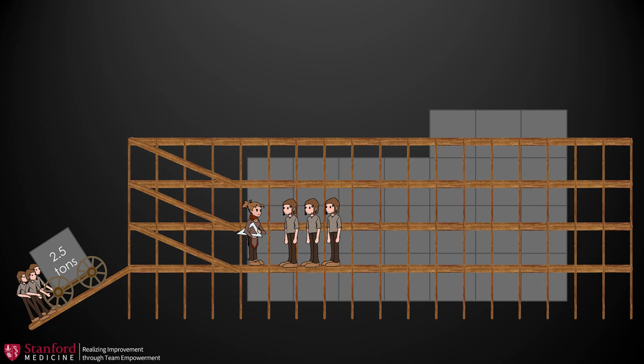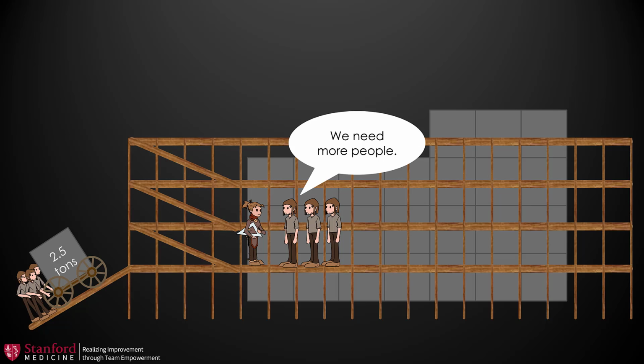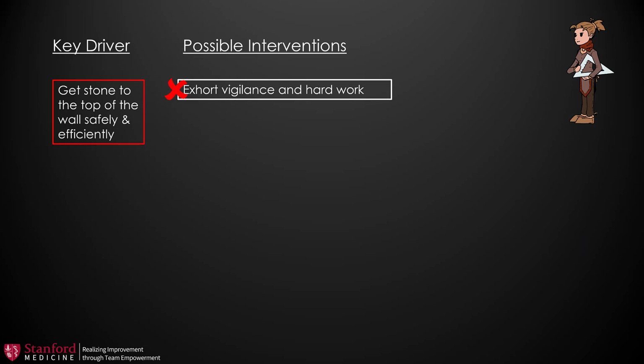The first one you meet says, "I'm so glad someone is finally listening to us. We've been saying for years that we need more people." He describes how exhausting the work is, and if they just had more people to push and pull the cart, you'd be fine. So you add more workers to the key driver diagram as a possible solution and test it.